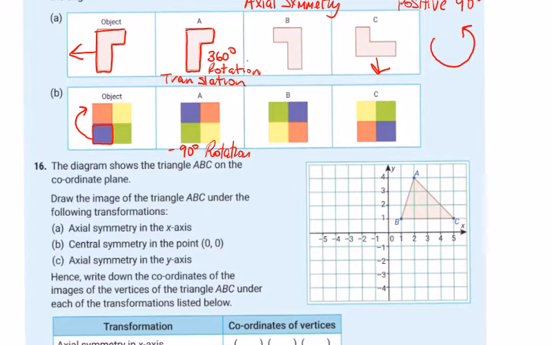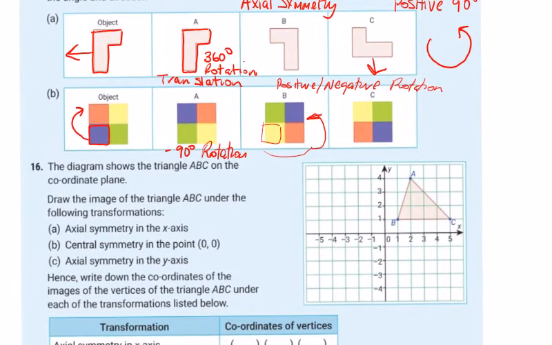For B, we could use the rotation again, because we could say that purple has moved, it was in this position, so it's gone around once, twice, so it looks to me to be a positive rotation of 180, and it could also be a negative rotation. It would get it into the same place, so B is a positive or negative rotation of 180 degrees.